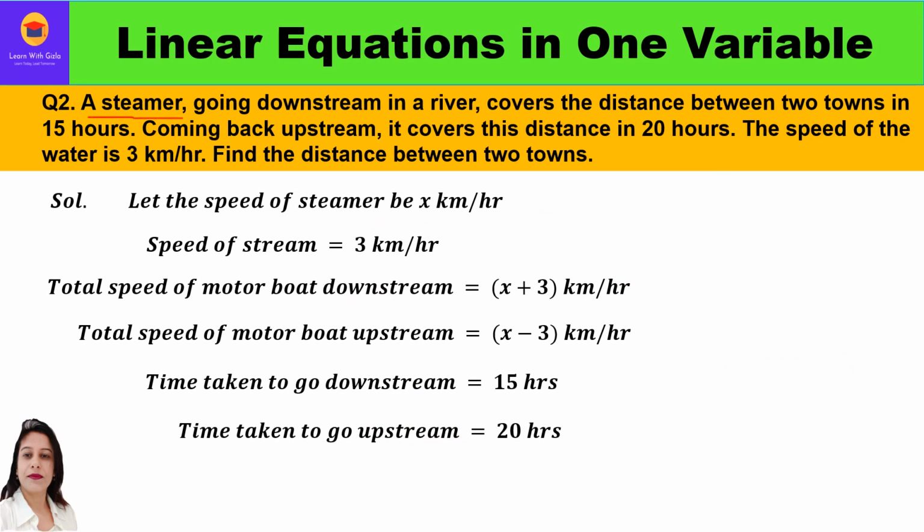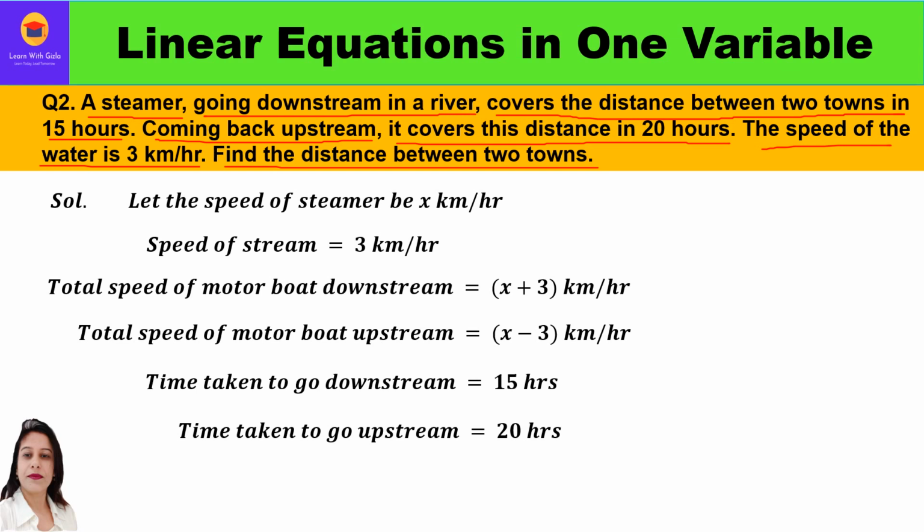A steamer going downstream in a river covers the distance between two towns in 15 hours. Coming back upstream, it covers this distance in 20 hours. The speed of the water is 3 kilometers per hour. Find the distance between two towns.